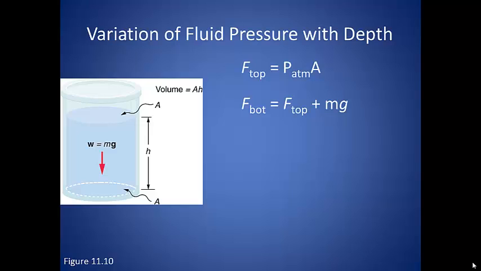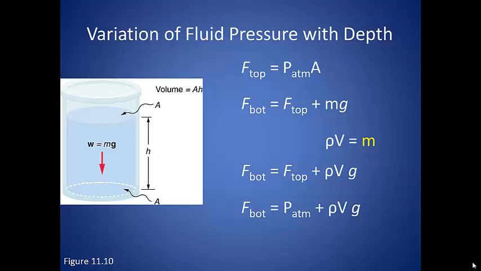Now mass is sometimes not a very convenient quantity to use when we have a fluid, since we may or may not be able to measure it at any given time. But we know that mass is equal to the density times the volume, so we can substitute this expression in for the mass. The rho, volume, and g represent the force applied from the weight of the fluid. Now remember, we can also substitute in the atmospheric pressure for the force at the top. Both of these expressions are the same.